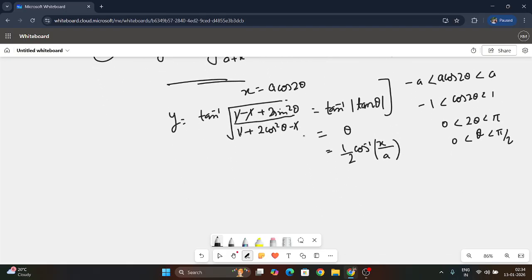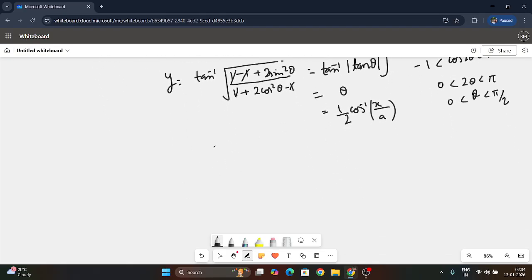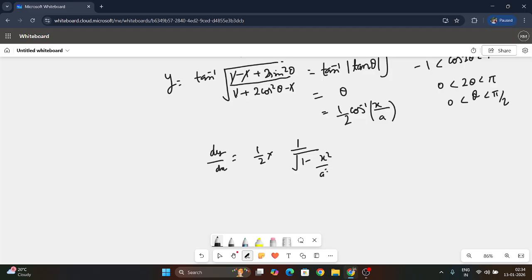Now we have to differentiate it easily, and that's going to be dy by dx is equal to 1 by 2 cos inverse x by a, that is 1 by root of 1 minus x square by a square, and 1 by a, so the minus sign is also here. If you solve it you will get minus 1 by 2 root of a square minus x square. So this is the final answer that you are getting.